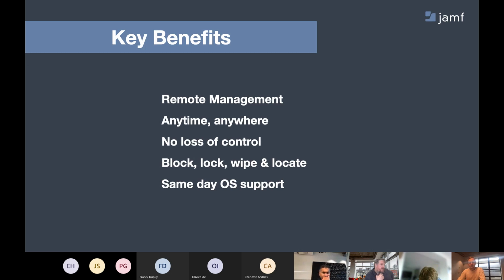And additionally, you can do this through blocking devices, wiping them, and the locate feature even allows you to check, in this case, where they are. So in case a person makes a mistake, accidentally leaves it behind at a coffee shop, you'll be able to relocate it again and make sure you get that device back.